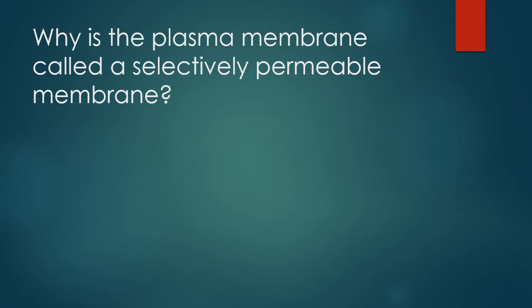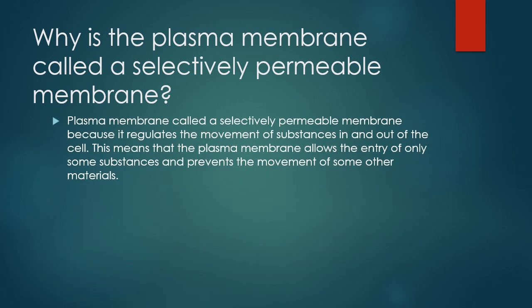Why is the plasma membrane called a selectively permeable membrane? Plasma membrane is called a selectively permeable membrane because it regulates the movement of substances in and out of the cell. This means that the plasma membrane allows the entry of only some substances and prevents the movement of some other materials.